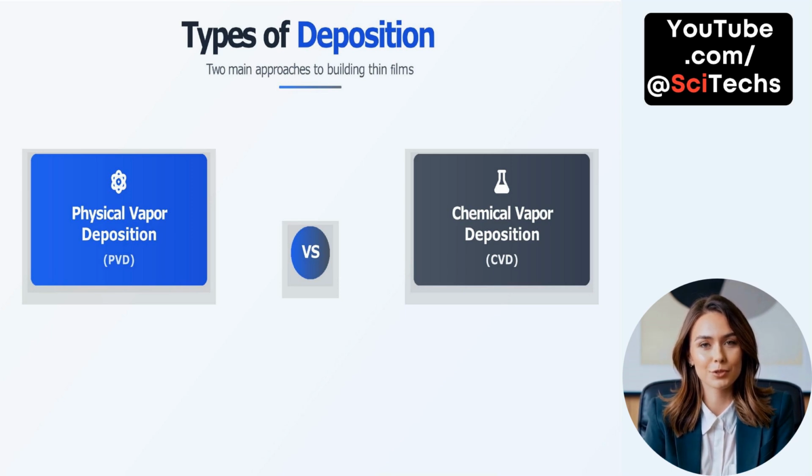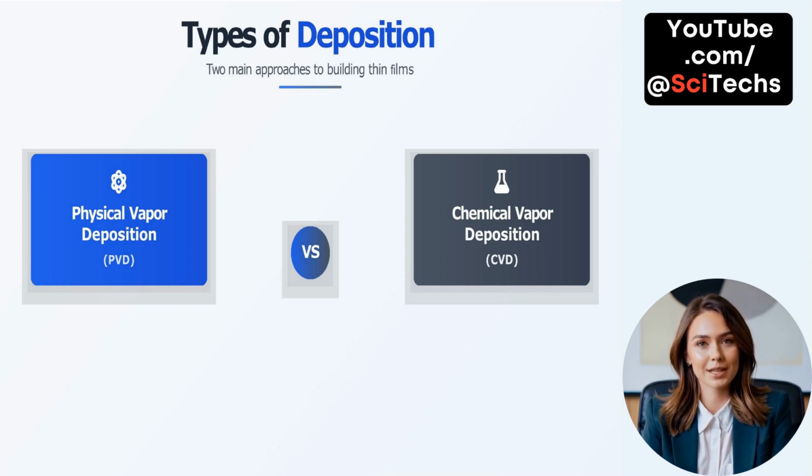PVD is typically used when directional deposition is needed, while CVD excels in coating high aspect ratio structures. The choice between PVD and CVD depends on material needs, step coverage, and specific device architecture.